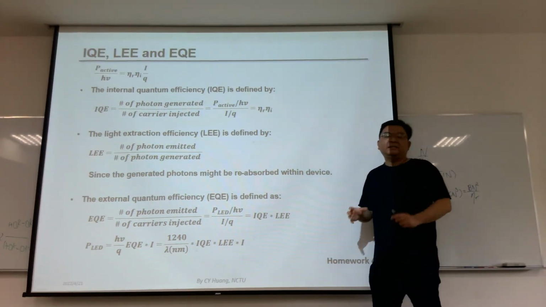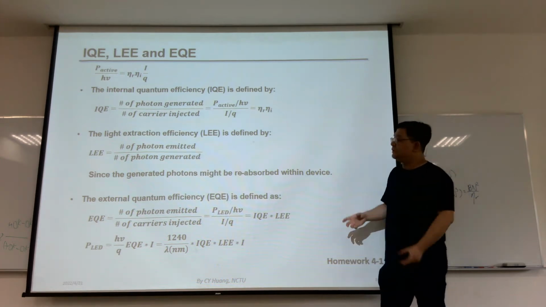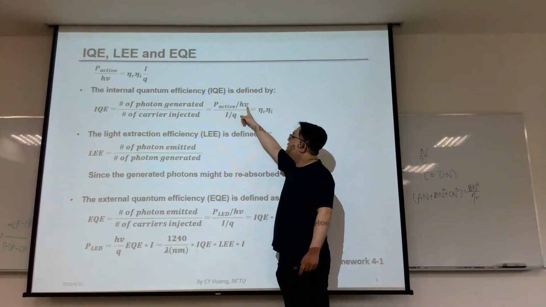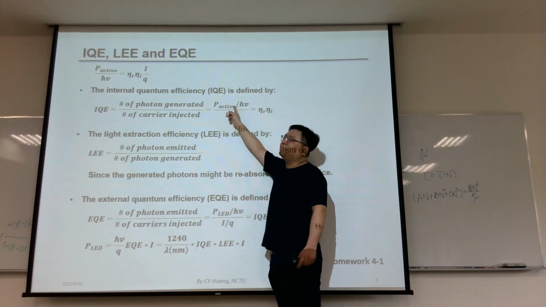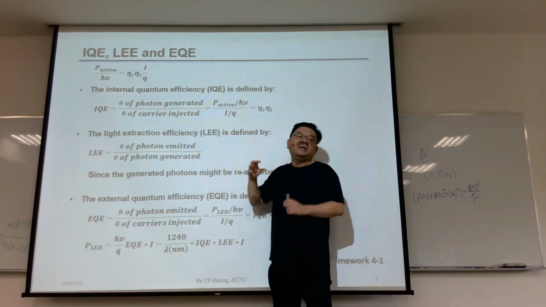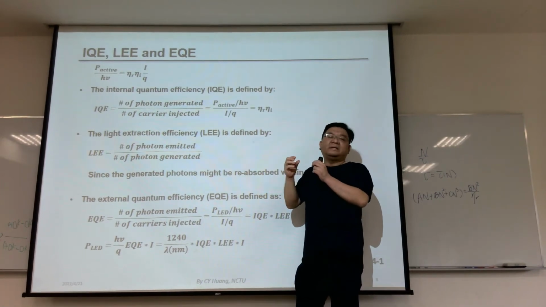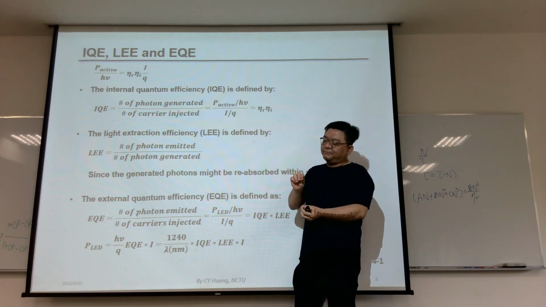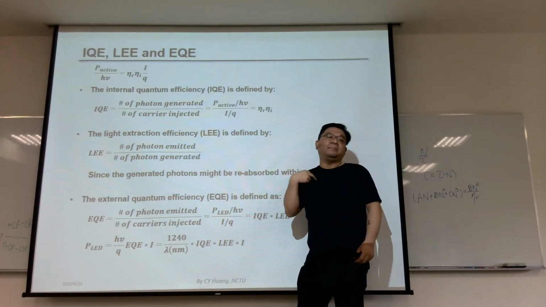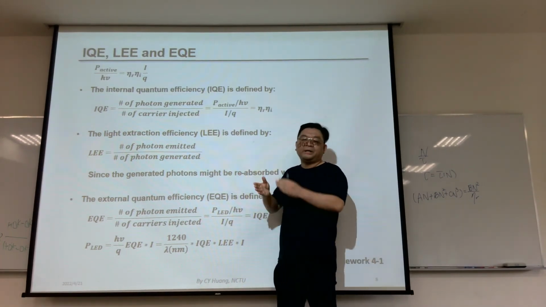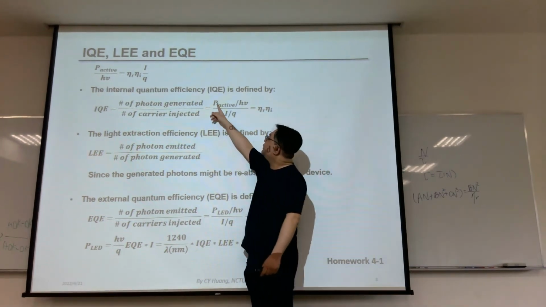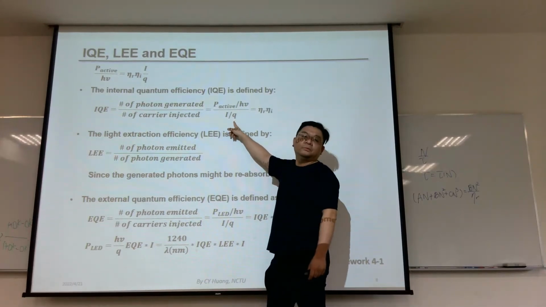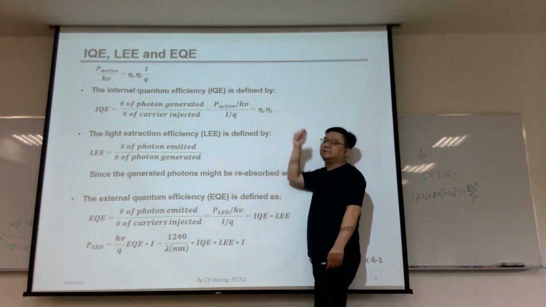But that only happens within the small device. So that will be P divided by h mu, with the subscript active, that means we only count the part in the active region, not the part outside the device. Because some photons emitted might not be observed by you. So we need to decouple these two steps. So P active region divided by h mu divided by I over Q. So that will be zeta R times zeta I.